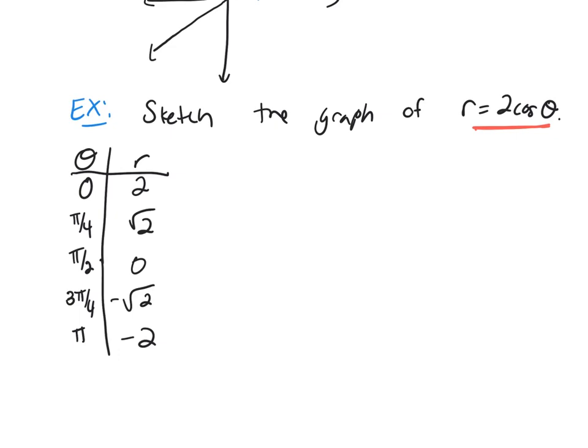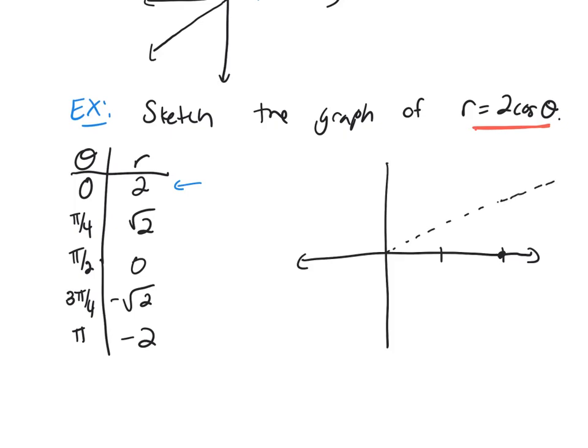So now we're going to start plotting our points. Start right there and graph that point. At an angle of 0, which means I'm on the x-axis, go out a distance of 2. And then at pi over 4, the distance from the origin has gone down, so it's a little bit closer to the origin now. There. And then at pi over 2, my radius is 0, so I'm at the origin.